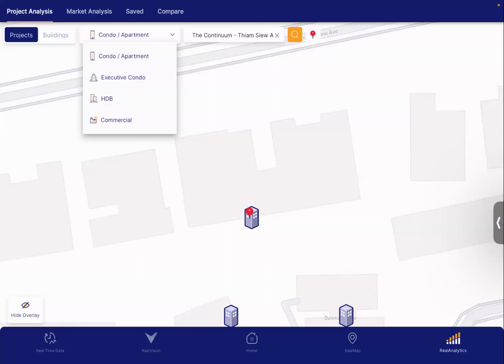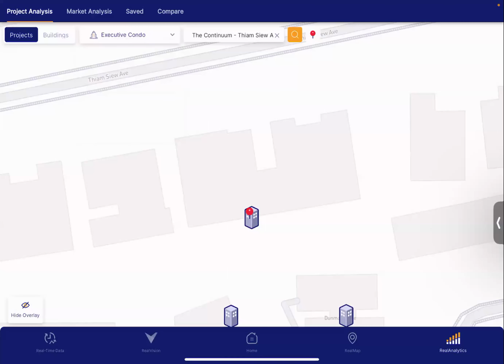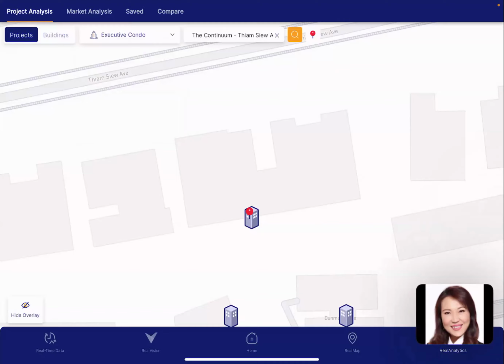Okay, another issue that some of my agents face is EC versus condo. If the project started off as an EC, you need to search via EC. Then you can find the project building icon. So these are some things to take note of.